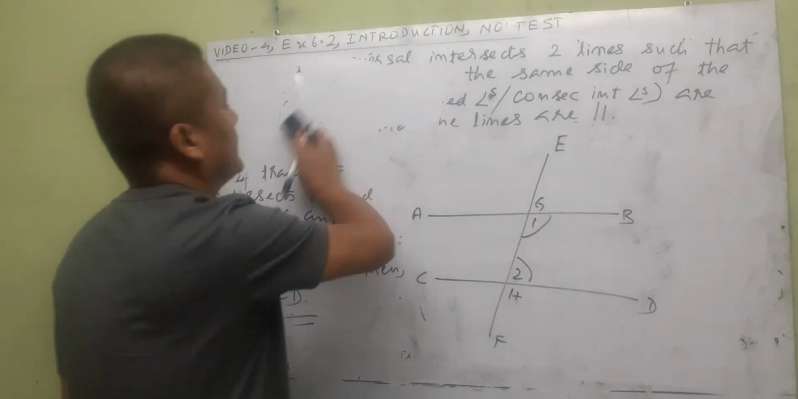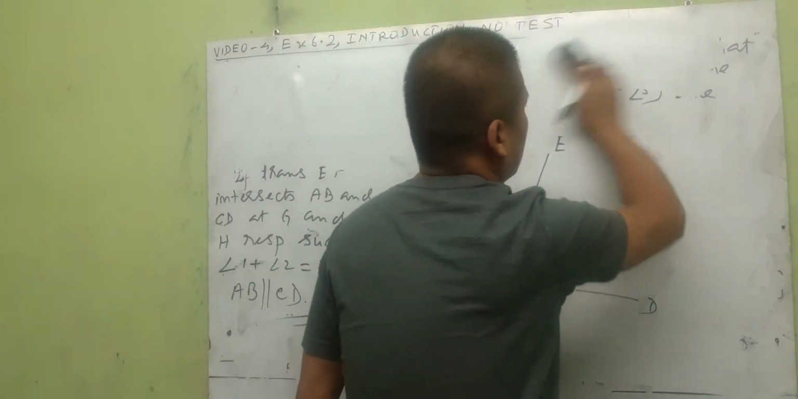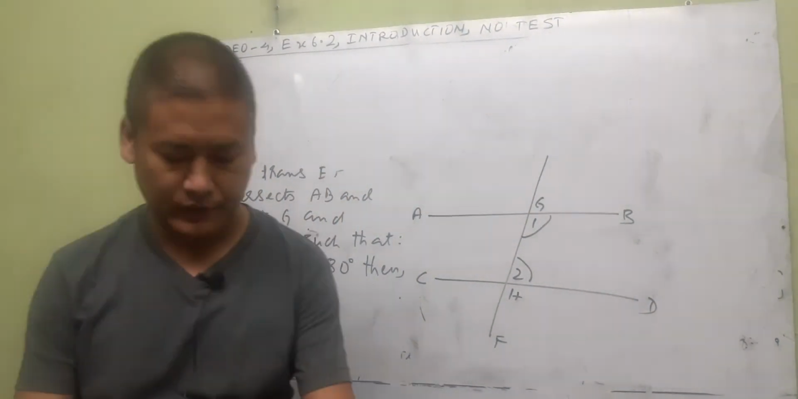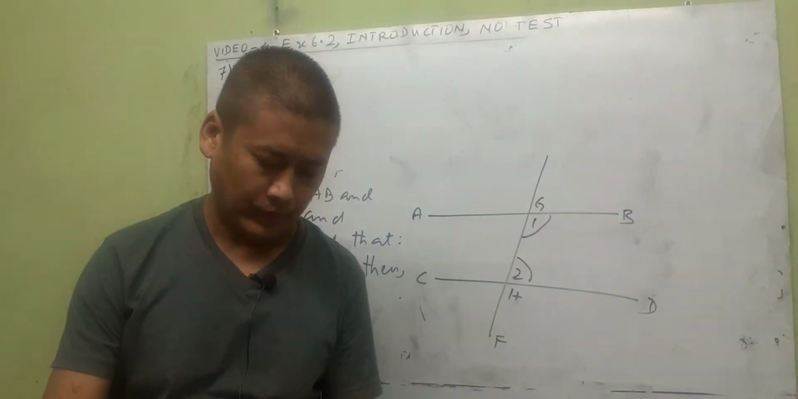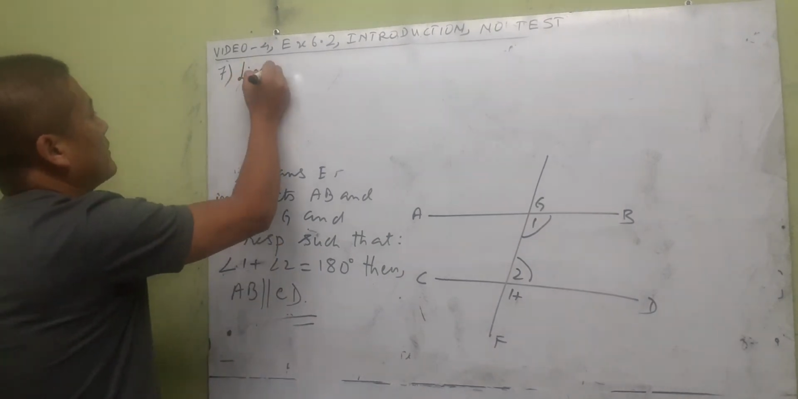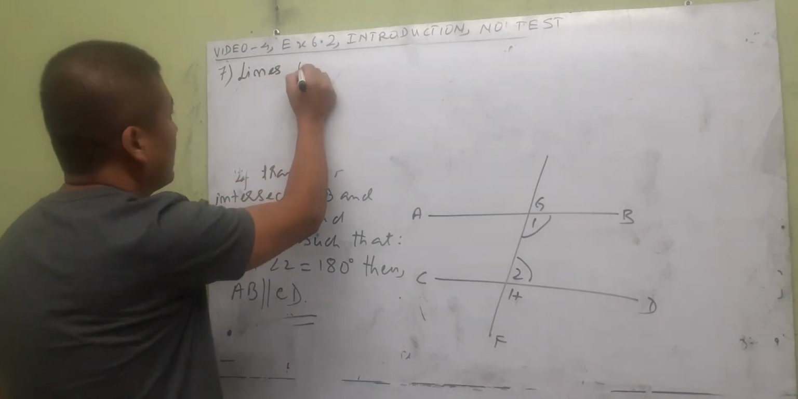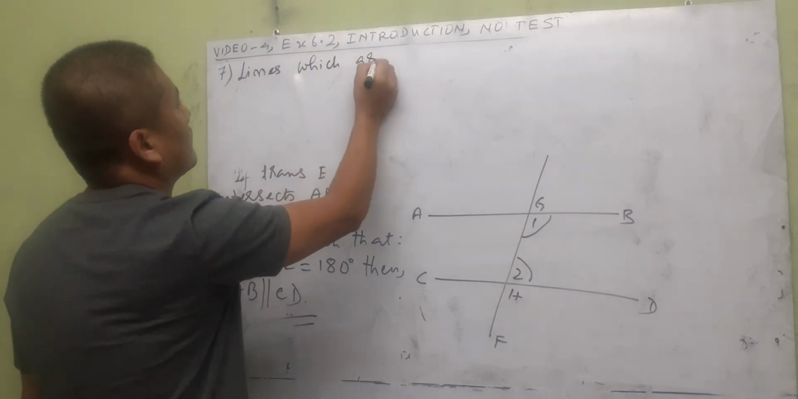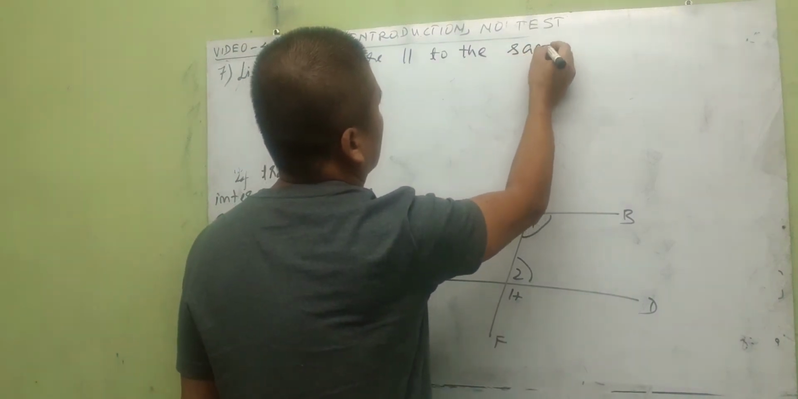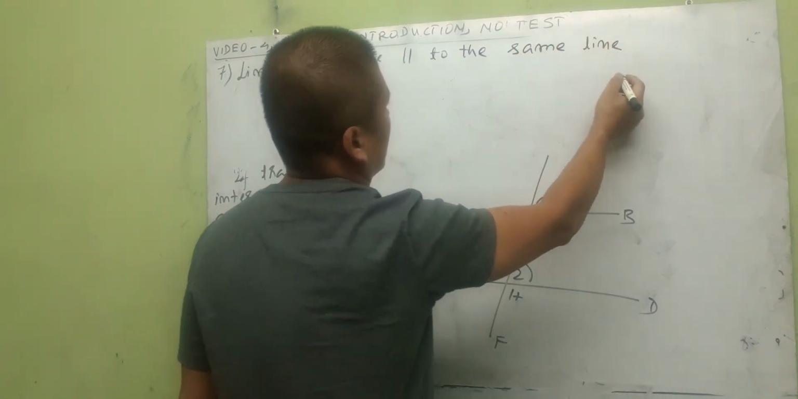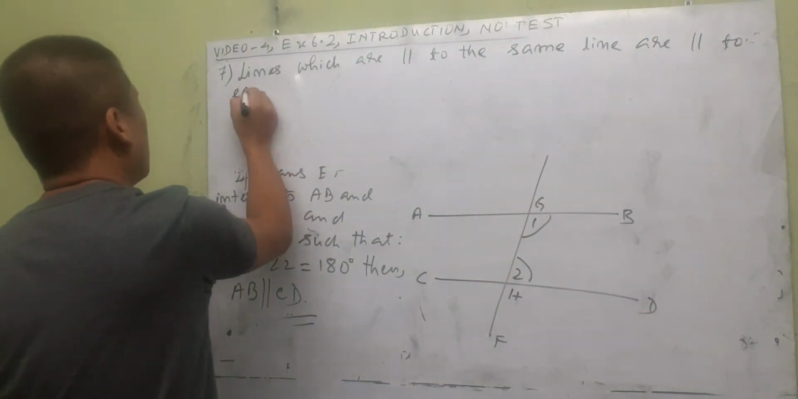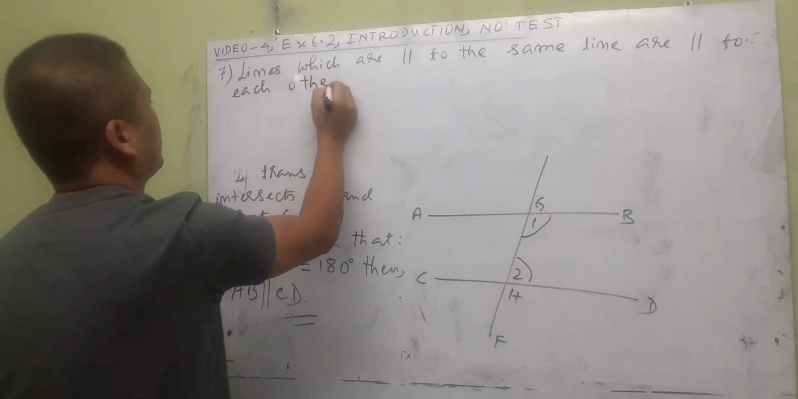The last theorem in this exercise that we'll be doing is the seventh. We can write it down and we'll explain it together. Lines which are parallel to the same line are parallel to each other. What does this mean?